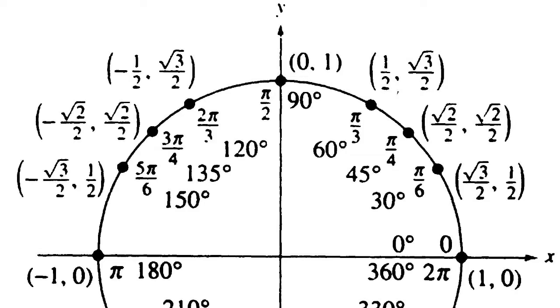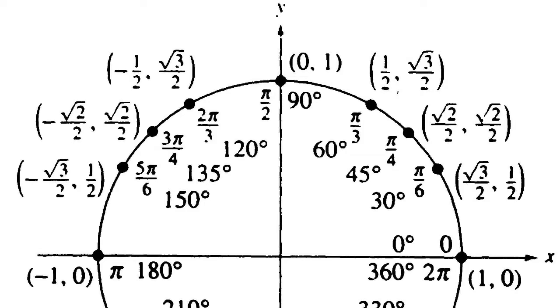If you imagined creating a right triangle in that spot, where from that point you drew a line straight down to the x-axis, then the height of that little line would be 1/2, and the distance from the origin to that point on the x-axis would be the square root of 3 over 2. And now the hypotenuse of your triangle is a radius of the unit circle. Since the unit circle has a radius of 1, we know the hypotenuse is 1.